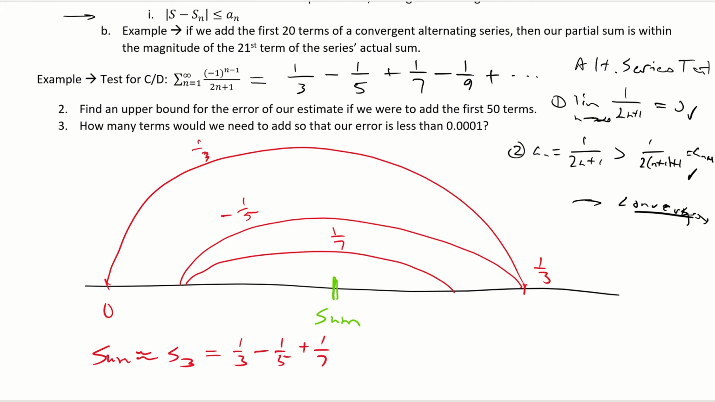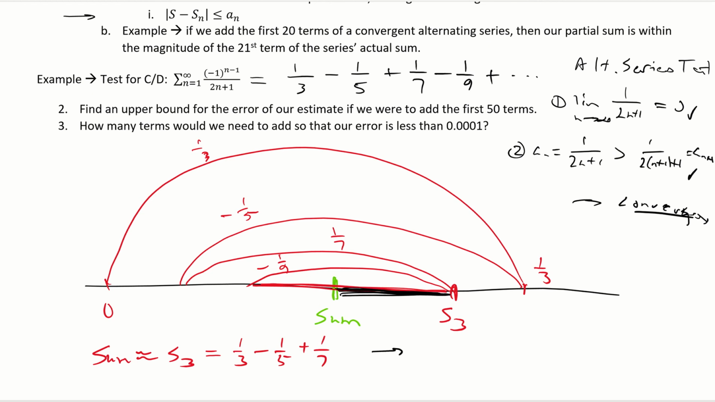So how far off are we with this partial sum? Every time we add, subtract, add, and we're landing right here, this is s sub 3, by the way. The error is the difference between the actual sum and s sub 3. Well, we don't know what that is. If we knew, we would know what the sum was and we'd walk away. But here's what we do know: for a convergent alternating series, if you add the next term, which would be the minus 1/9, you would land here. But so what? This term's distance here is actually bigger than the actual error that you're dealing with.